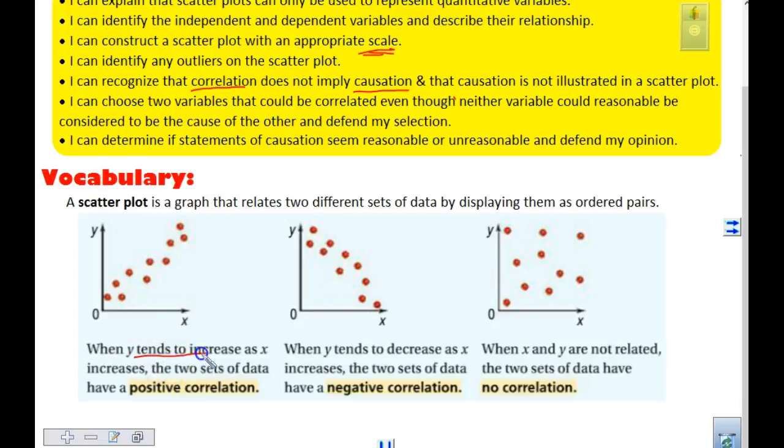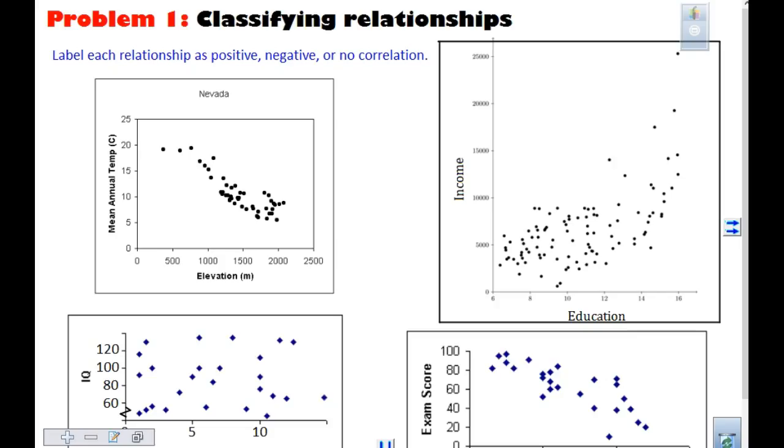Positive correlation, as you think of it, is that the Y increases as the X increases. So as the X goes up, the Y goes up. If we're looking at this one, a negative correlation, as the X increases, the Y values decrease, right? So it's like a negative slope. And then no correlation is when two things are not related. Whatever your two things are, they have no relation to each other. There's no correlation. And that's different than causation when we talk about those.